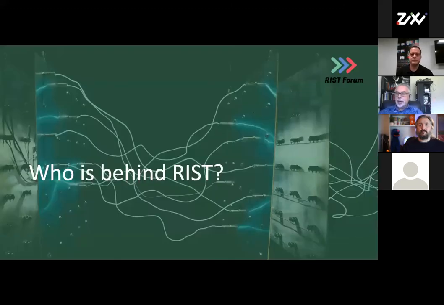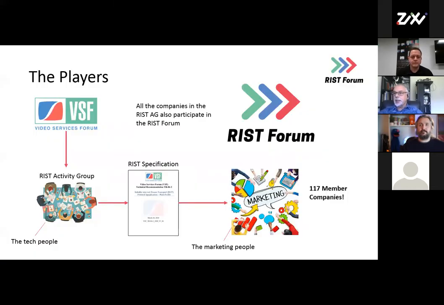So, okay, that sounds very good. Who's behind that? Who's making that happen? I have this nice slide here about the players. RIST is an effort in the context of the Video Services Forum, the VSF. Inside the VSF, there's the RIST activity group, which is composed, again, of the people who've been doing this for a while and also of users, right? Because the final thing is for the users. So this is the tech people. The tech people then produce the RIST specifications, which are published and freely available. Tim is going to talk about that later.